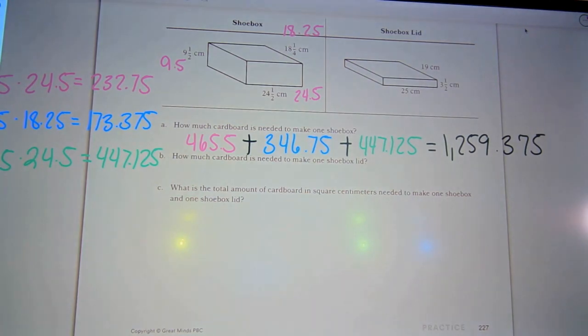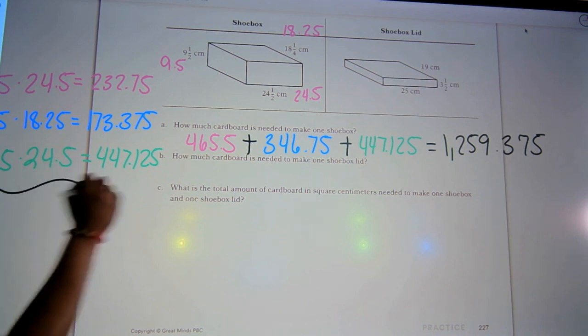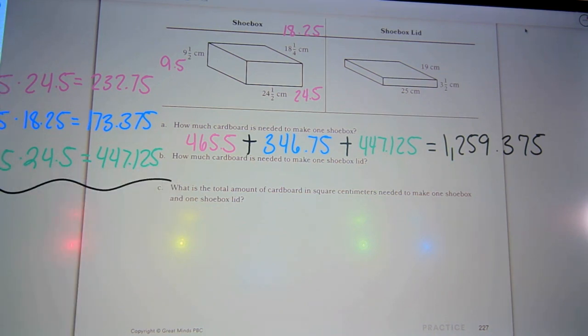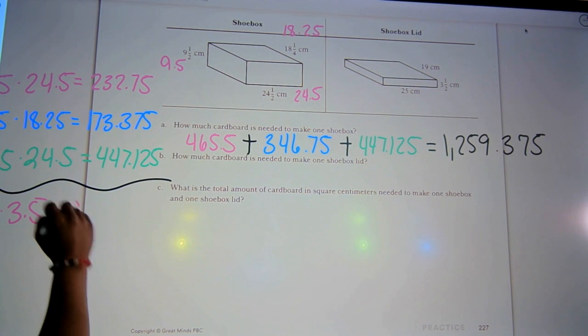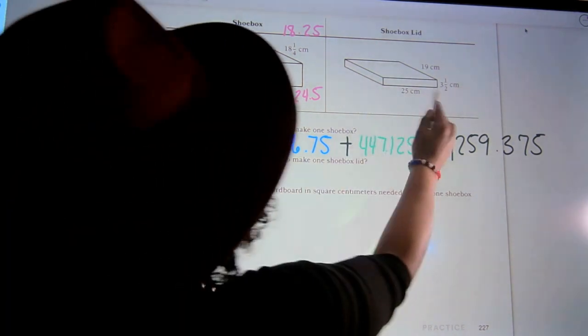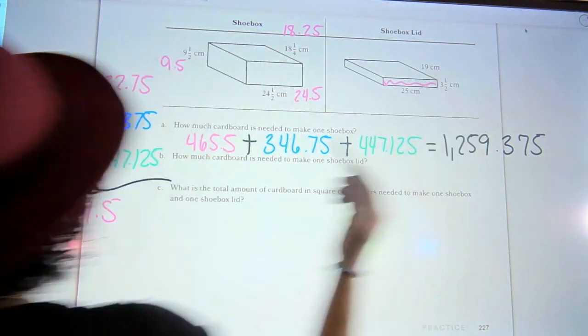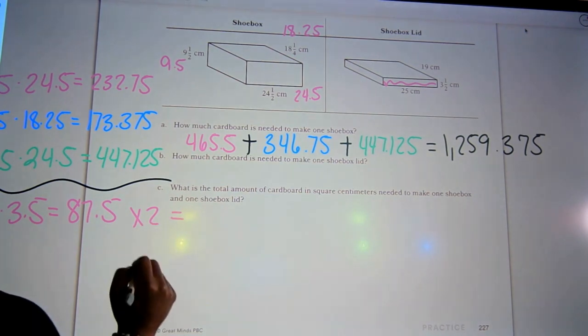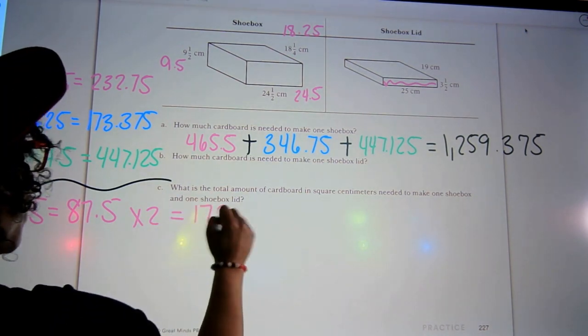And then next it said how much cardboard is needed to make one shoebox lid. So we had to do the same thing for the shoebox lid. So the first one that I did was 25 times 3.5, sorry. My handwriting is really small. 25 times 3.5, we get 87.5. And so this represents this little portion right here. And there are 2 of those, so we want to multiply that by 2. And we are going to get 175.